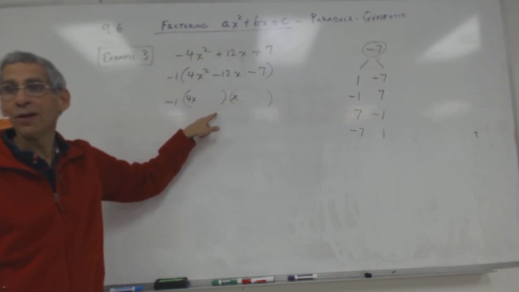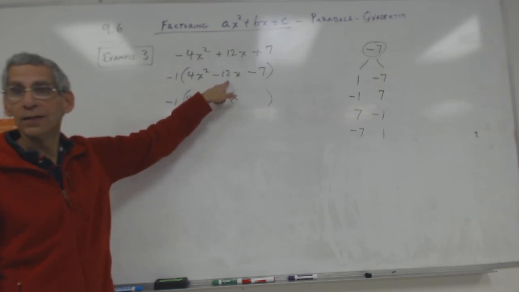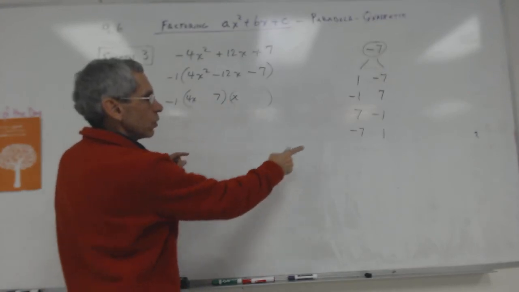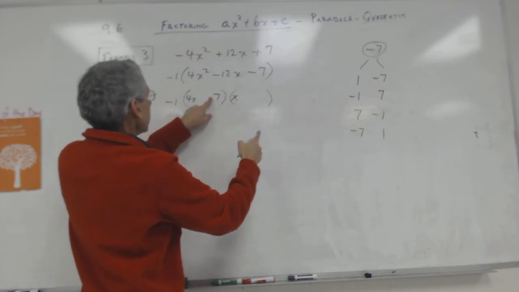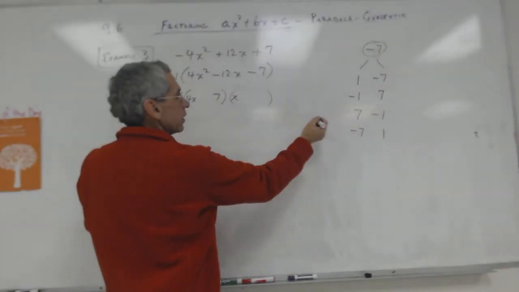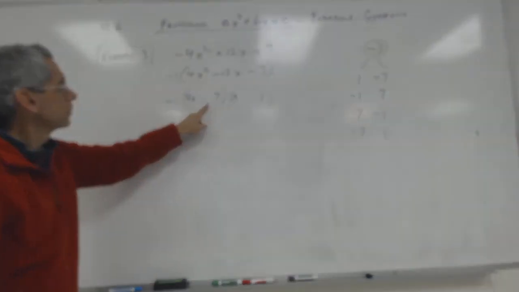I don't know what I'd have here, but I don't think I'm going to get rid of a lot to get to 12. But 1 times 4, what if I put the 7 here? So where are my possibilities? I've got a 7 and I've got a 1 here. I've got to have a 7 and a 1. One of them's got to be negative.